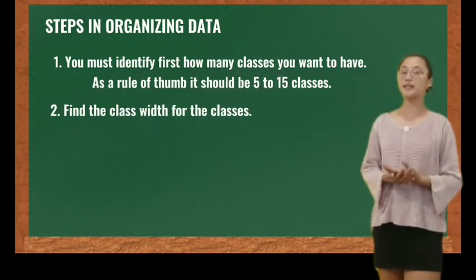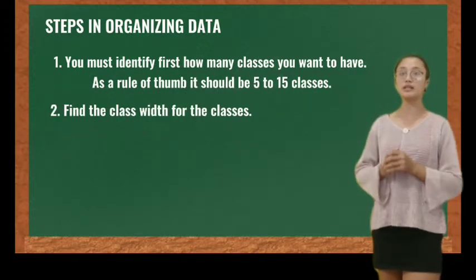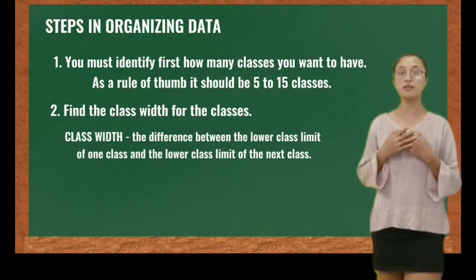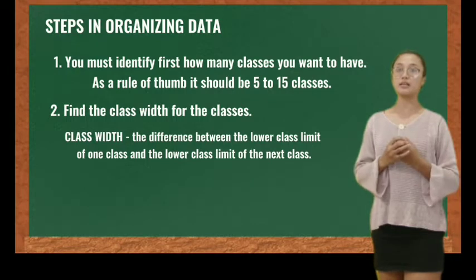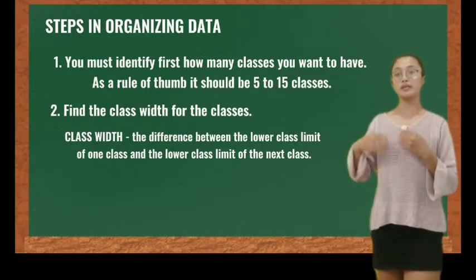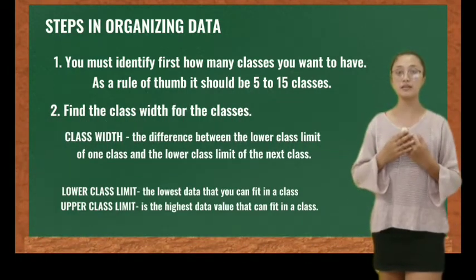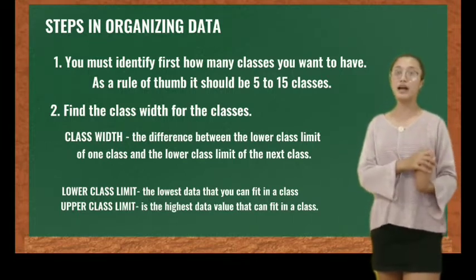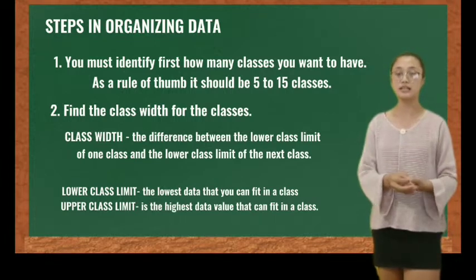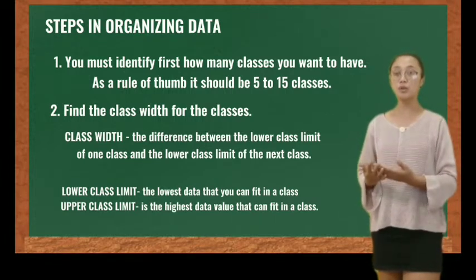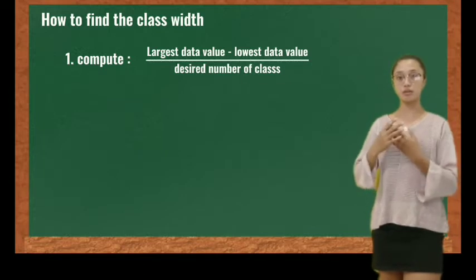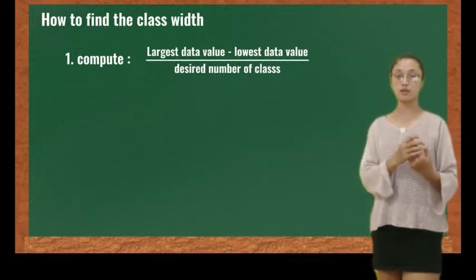Second, find the class width. What is class width? Class width is the difference between the lower class limit of one class and the lower class limit of the next class. The lower class limit is the lowest data value that can fit in the class, and on the other hand, the upper class limit is the highest data value that can fit in a class. Now how do we compute the class width? It is the upper limit value minus the lower limit value over the desired number of classes.